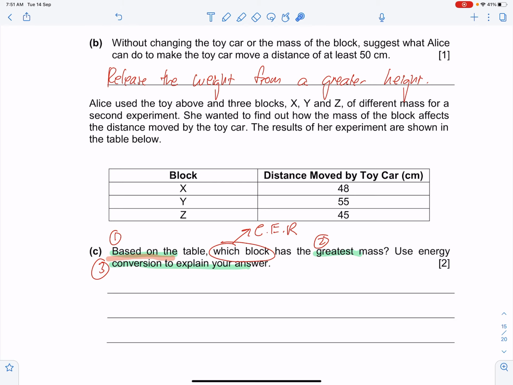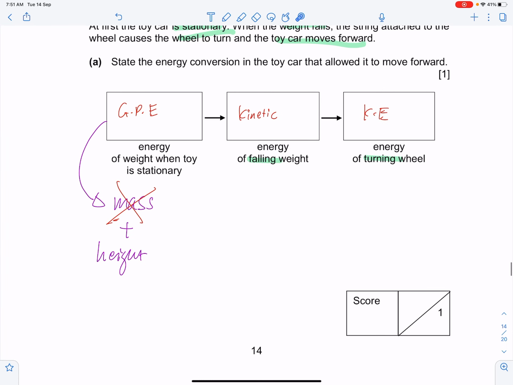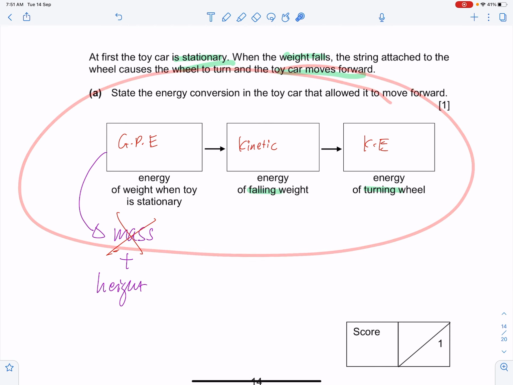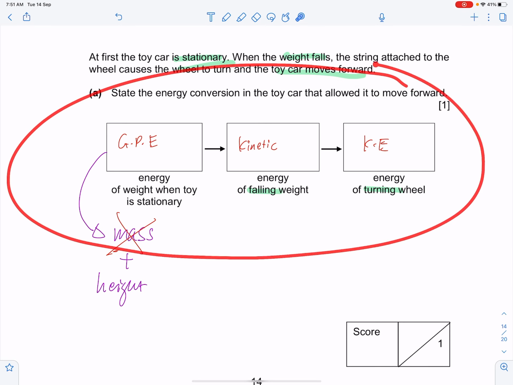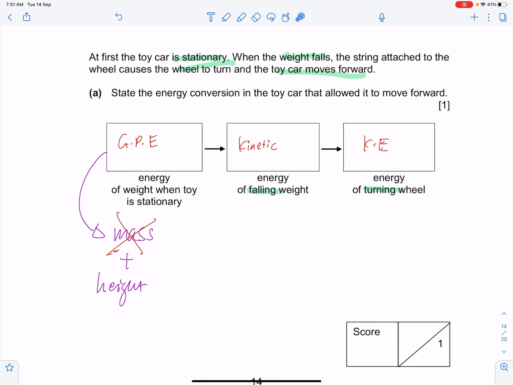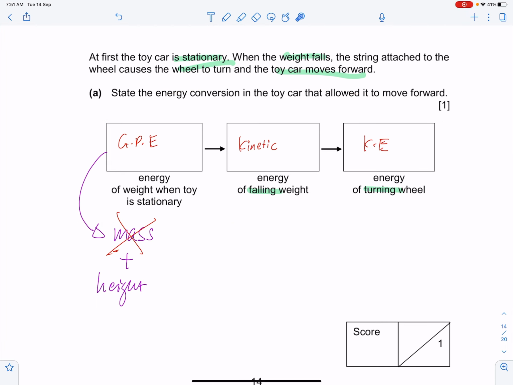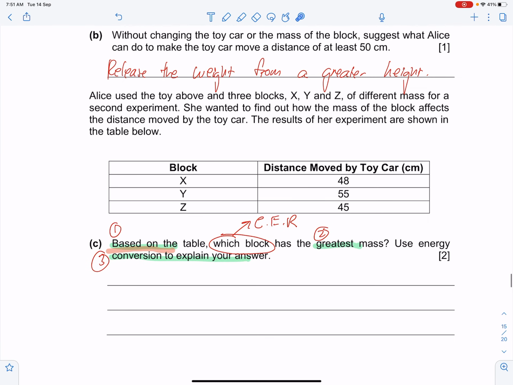Then after that, they said to use energy conversion. I already told you many times, this is very important. Whenever they give you this kind of question, it means that you need to refer back to this flow chart diagram to help you answer the question. In fact, this would have been very easy if you just followed this flowchart. How? Let me explain to you.